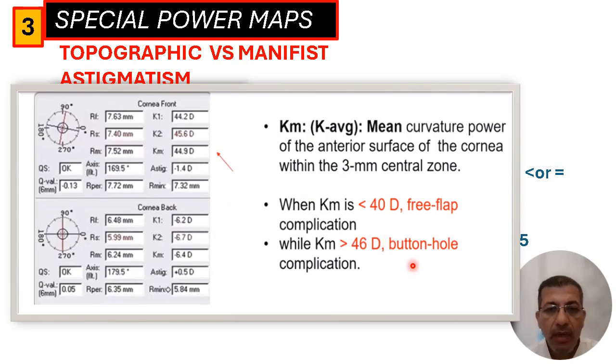Another thing that I would like to speak about is what's known as KM. KM is the average between K1 and K2.